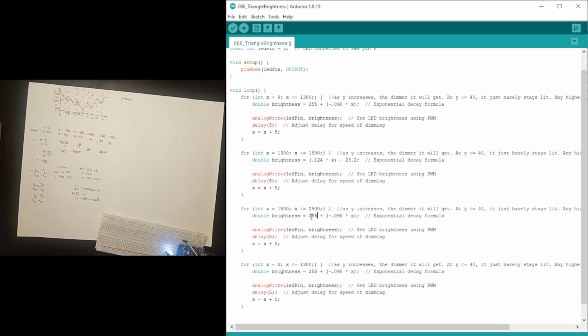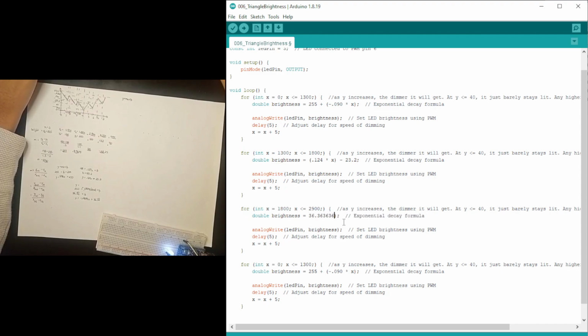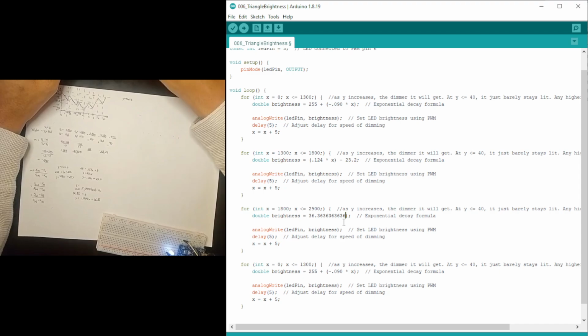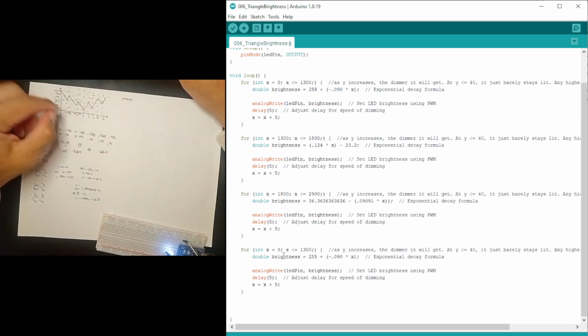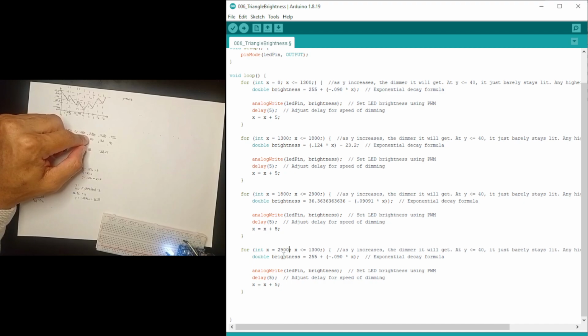Okay, so here's what we'll do for that. 36.36 minus 0.09091 times x. This next one is from 2900 to 3150.